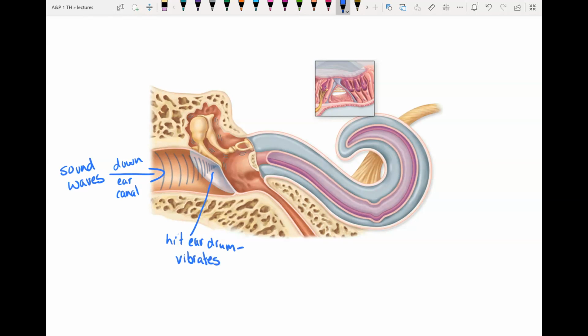The eardrum is attached to those middle ear bones. So here we have the malleus, the incus, and the stapes. When the eardrum vibrates, it causes those bones to vibrate.